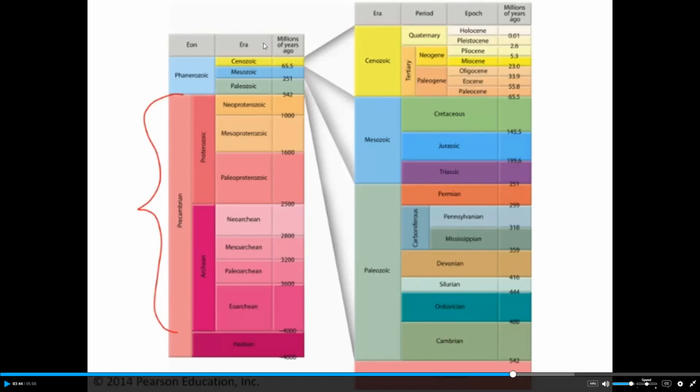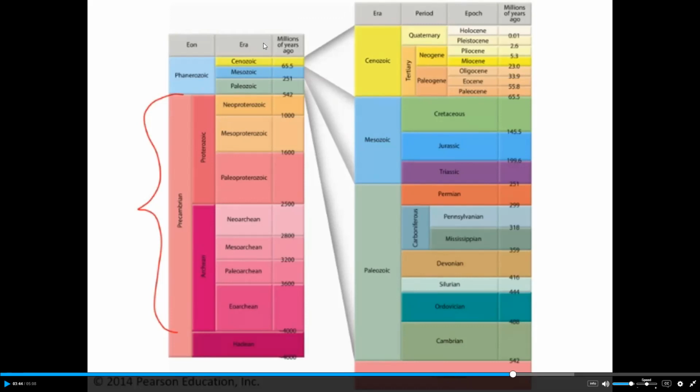But we can use radiometric dating and use it even on fossils to help us determine how many millions of years ago something existed. And that's where those times come from. We can use uranium, we can use potassium, we can use carbon to help us identify these ages.